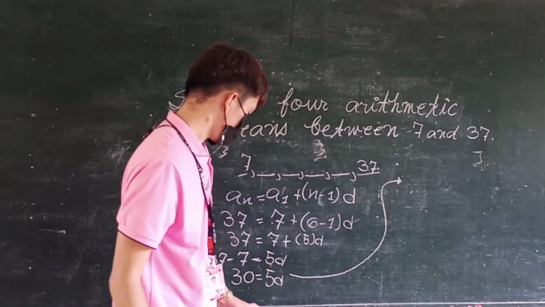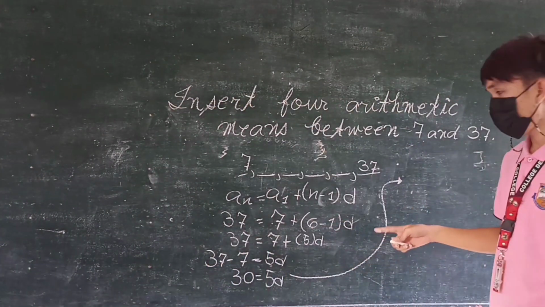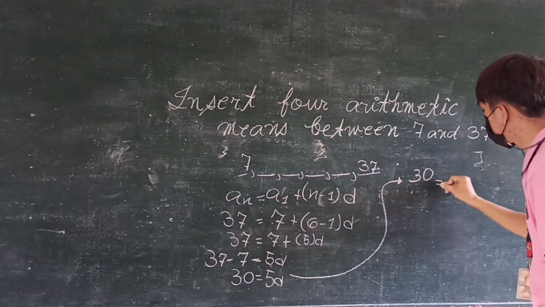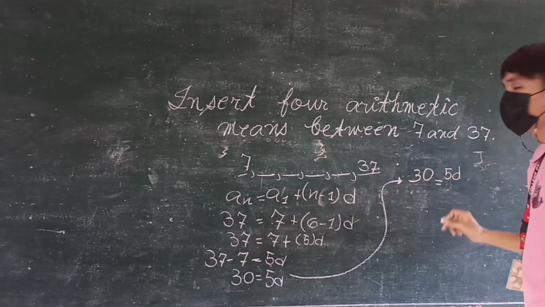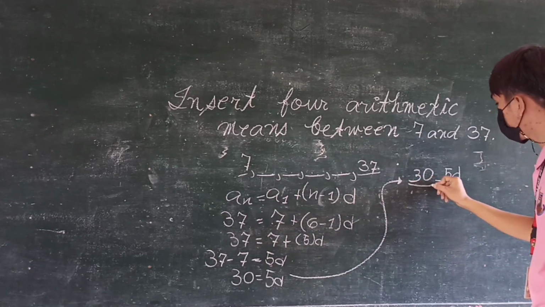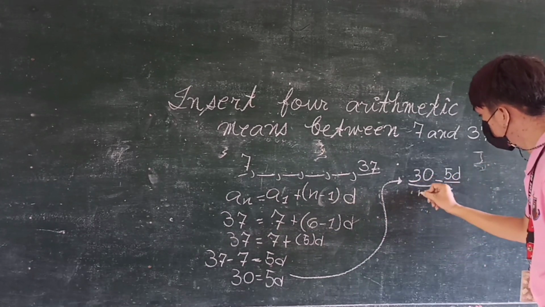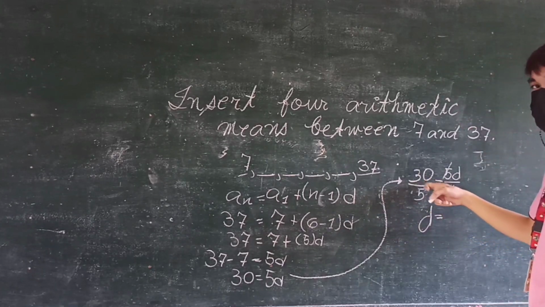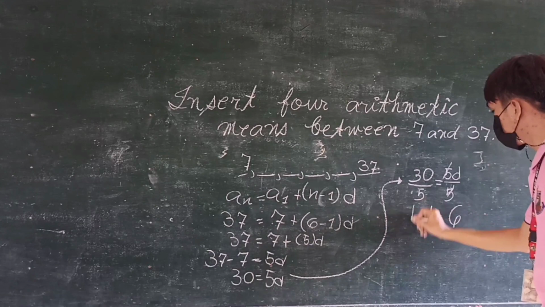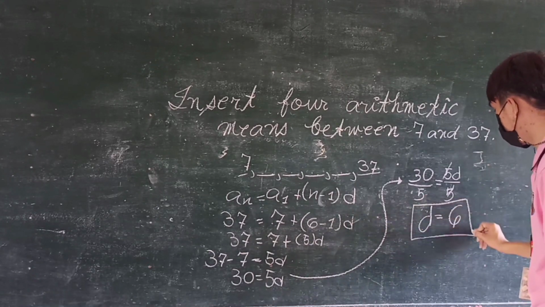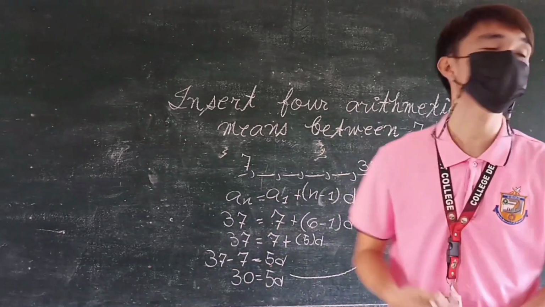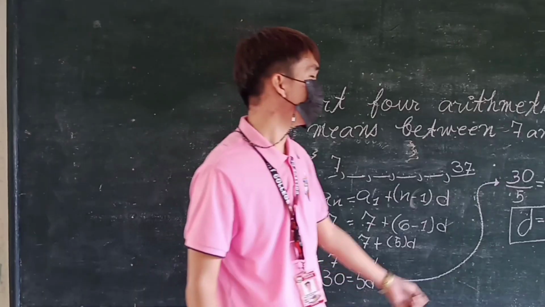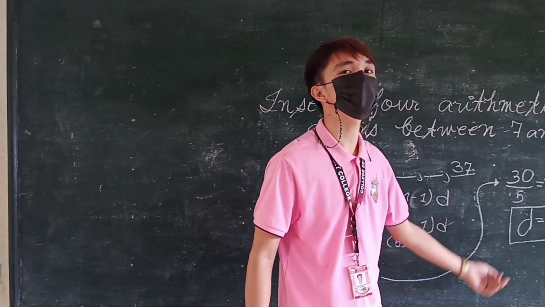We have here 30 plus 5d. Continuation here. So we have 30 equals 5d. Divide both by 5. Cancel. d equals 30 divided by 5, which is equal to 6. So the common difference is 6. So congratulations, we have now the common difference. We successfully determined the common difference.